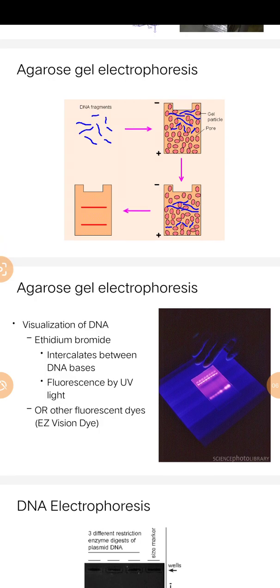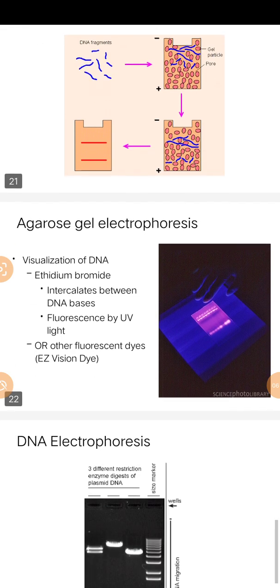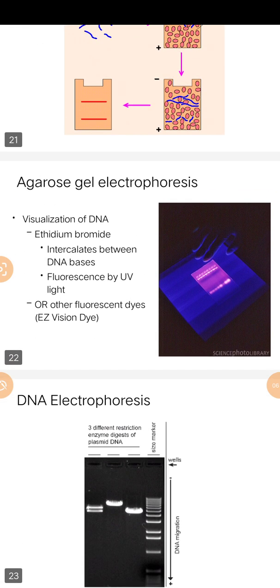Here is a diagrammatic representation of agarose gel electrophoresis. Firstly, we have to cut the DNA into DNA fragments, then allow it to migrate from the negative charge to the positive charge by means of electric current. Visualization of DNA that runs on the agarose gel can be done by using ethidium bromide, which is an intercalating agent that intercalates between the DNA bases, and shows fluorescence in the presence of UV light.